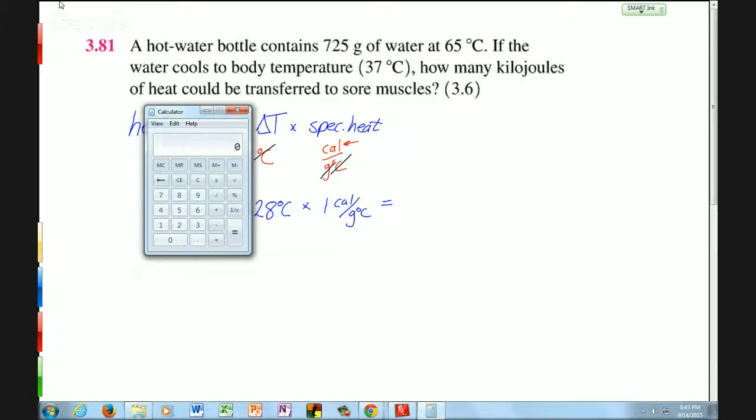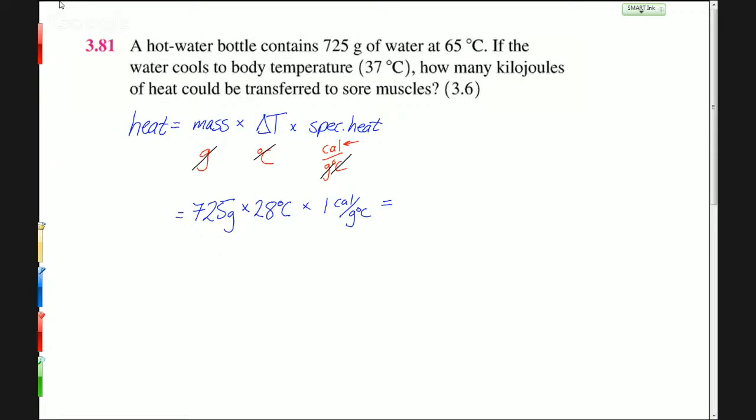So that's 725 times 725... hold on... 20,300. Thanks. And then we have to always keep in mind our units. Grams have canceled, degrees C have canceled, so that is calories, little c calories. So that is the amount of energy that the hot water bottle has transferred to the muscles, but the question is asking us to report that number in kilojoules.